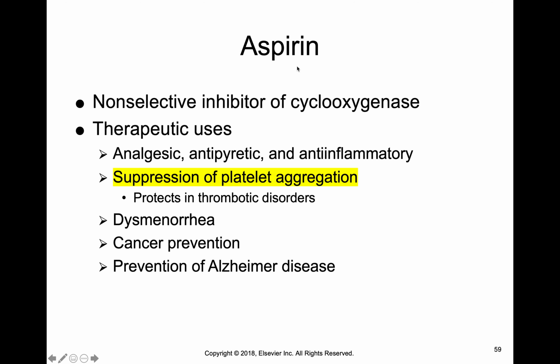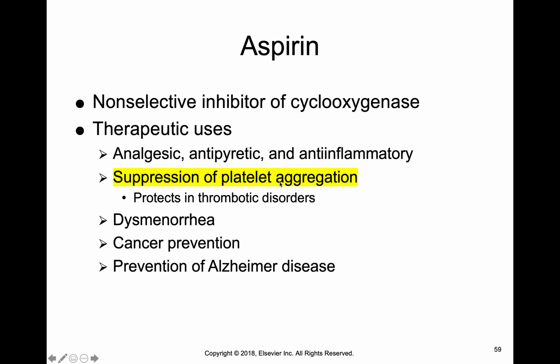So the kind of gold standard for all of this was aspirin. It's a non-selective inhibitor, which means it doesn't really differentiate between COX-1 and COX-2. And certainly it's as old as time. We've used it for analgesia, we've used it to reduce fever, we've used it to reduce inflammation.